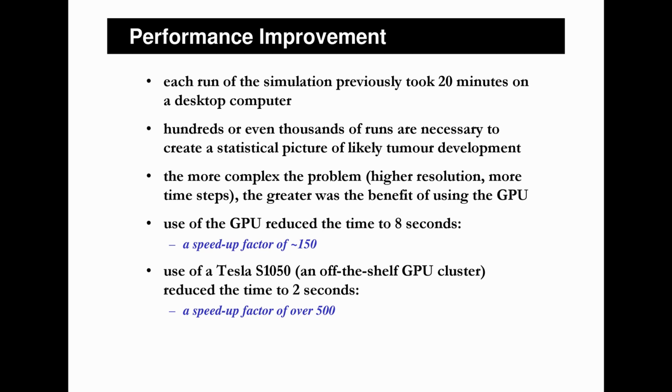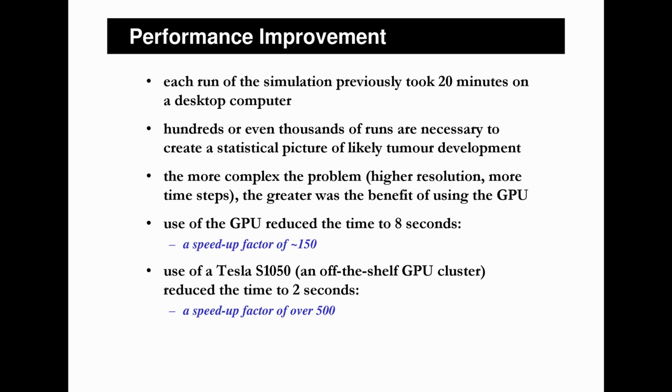We also got a Tesla S1050, which is an off-the-shelf GPU cluster. It's 4 GPUs in a box. You plug it into the back of a standard desktop computer. No technical knowledge required. Using one of those, reduced the time to 2 seconds, which is a speed-up factor of 500. This is old technology. This is a 2009 GPU. The 2010s should be able to double that factor quite easily.